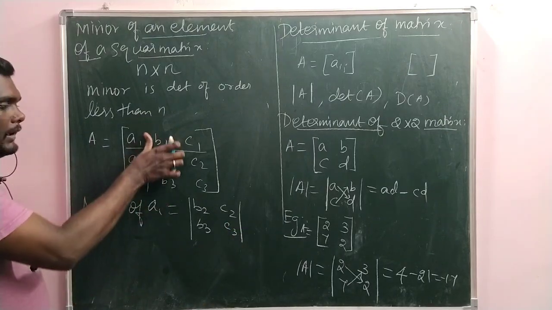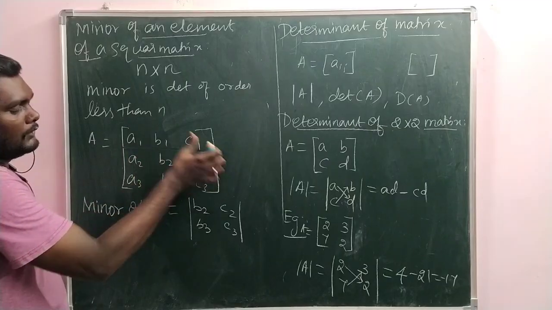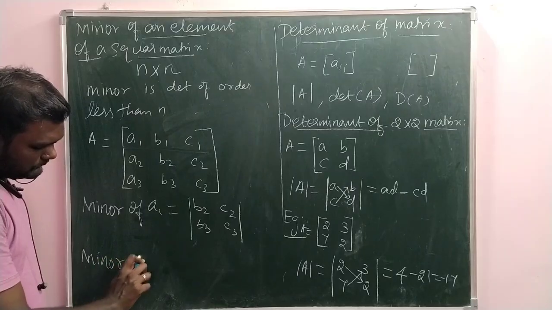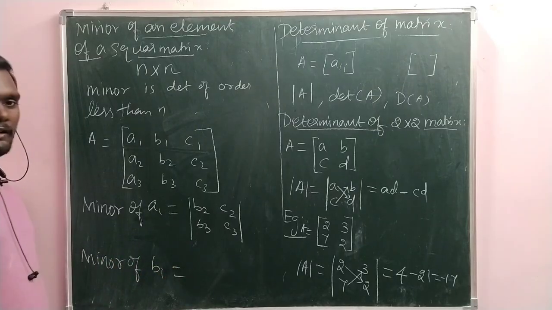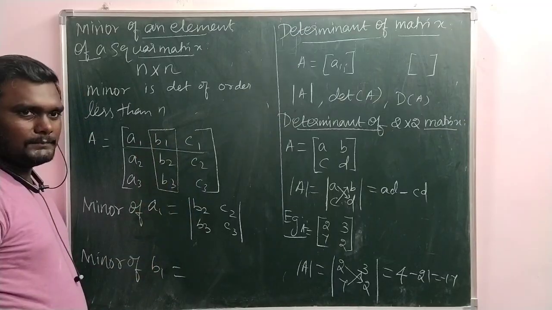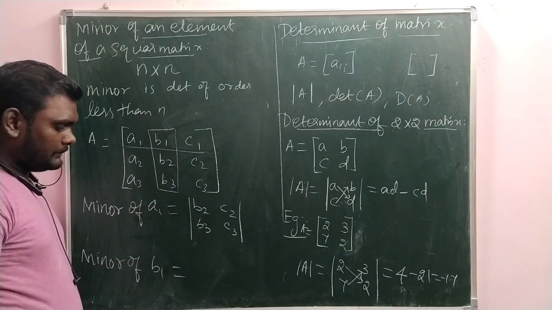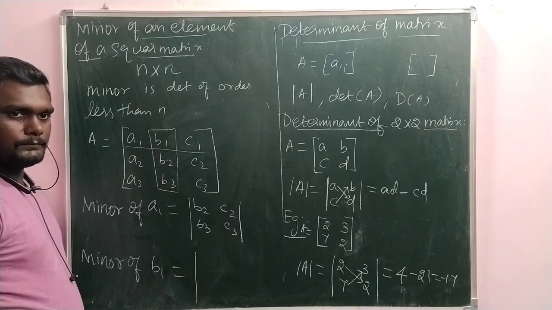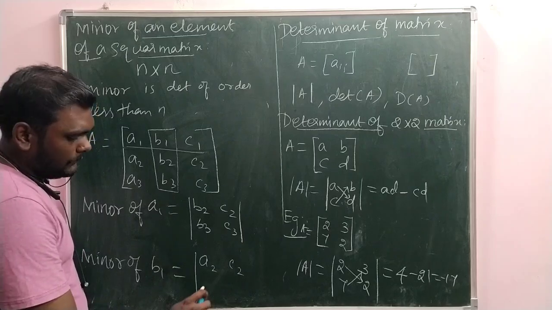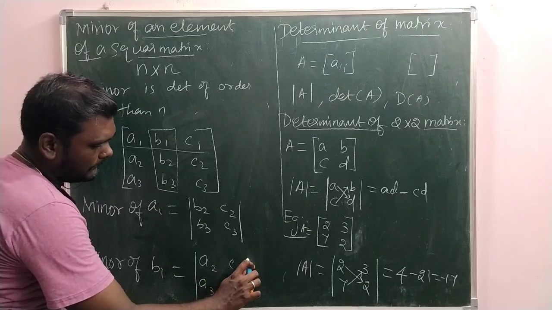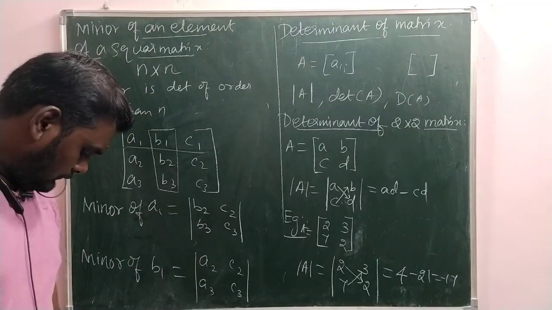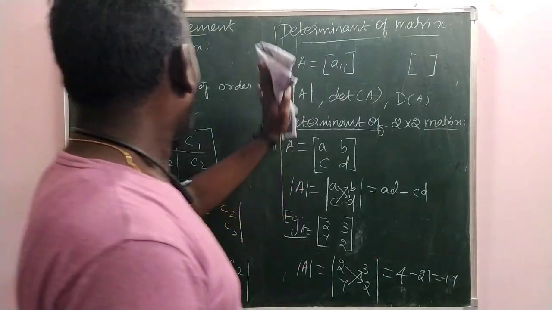And minor of B1. Guess what the minor of B1 is? Leaving the row and the column where this B1 belongs. Are you listening? Just leave the row and column. That's all. A2, C2, A3, C3. Shall I erase the other side? Okay, what is the minor of C1?